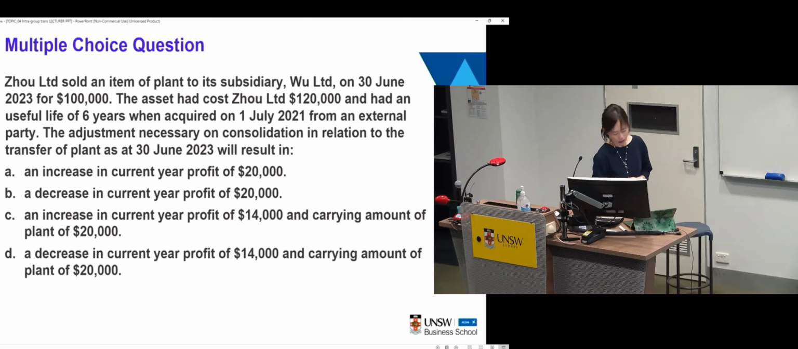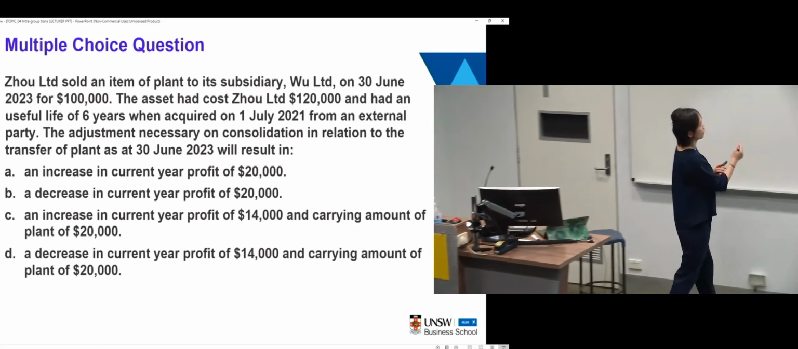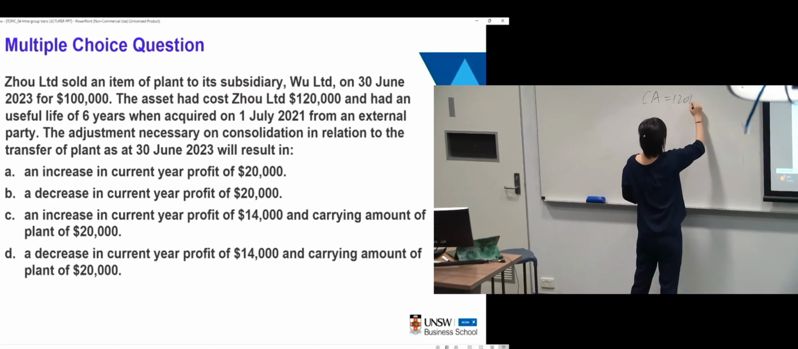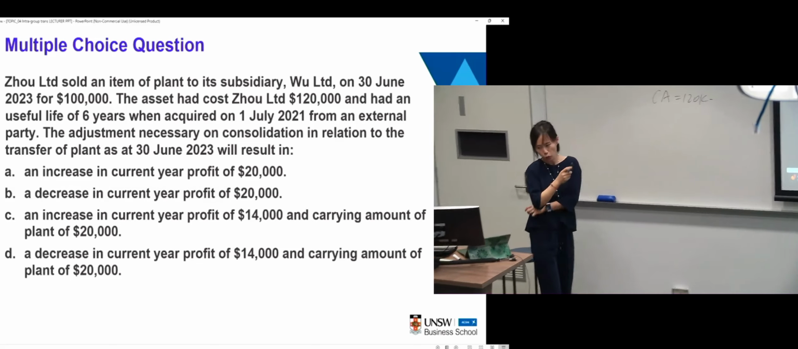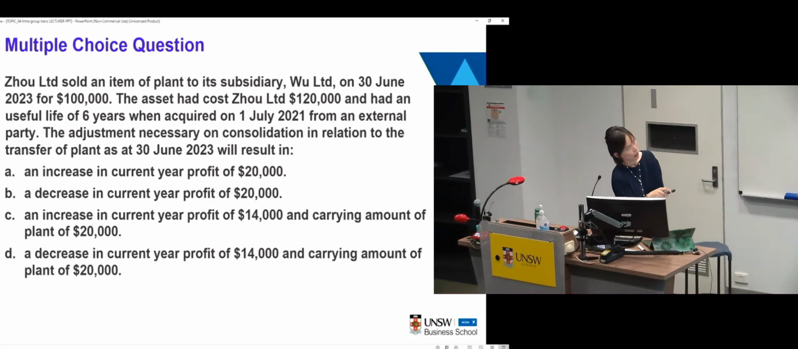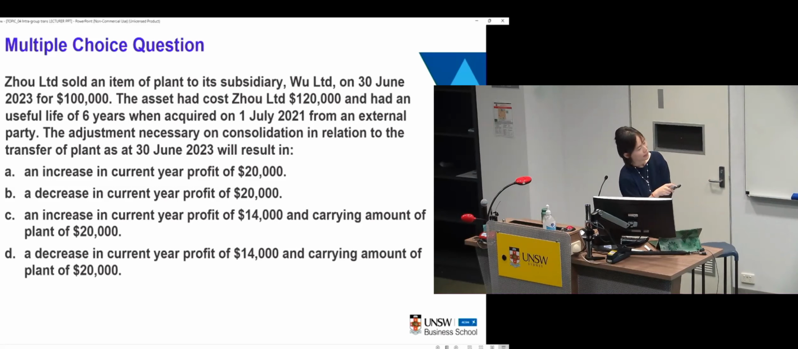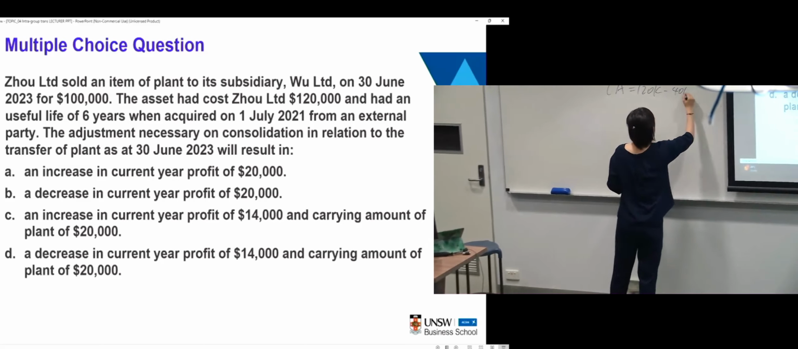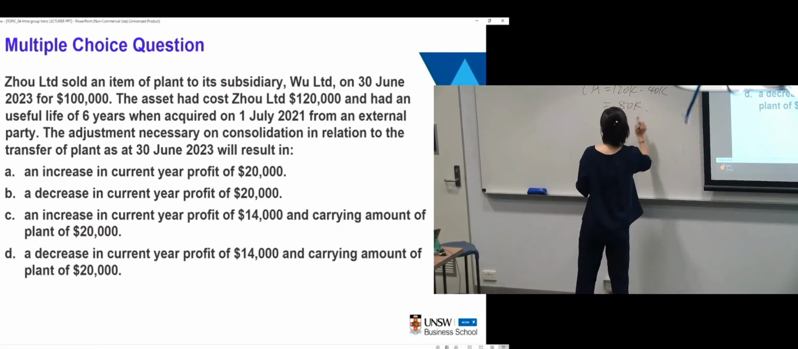So you can see the original cost is 120,000. The accumulated depreciation is 40,000. How do we get that? 120,000 divided by 6 years, and multiplied by 2 years. So before the transfer, Joe had used this item for 2 years already. So 120,000 by 6 years gives 20,000 depreciation each year, and used by Joe Limited for 2 years, there is a cumulative depreciation balance of 40,000. Now this gives you the carrying amount, that is 80,000.